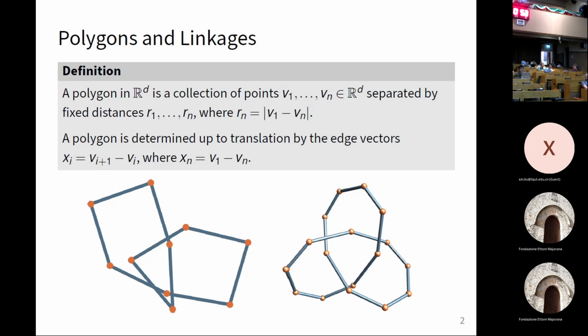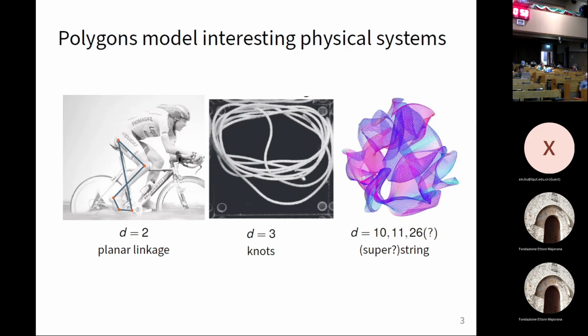So perhaps in two dimensions, they form some linkage, or in three dimensions, they form a knot. And the first thing I want to do is say, well, I don't care about where it's located in space, so just up to translation, it's determined by the steps themselves. And this is a model of various physical systems, right? For the planar linkage, these are often used in engineering or mechanism design. They're great examples in topology, where people like to compute the homology groups of linkage spaces and so forth. In three dimensions, they're knots, but you know, what about 11-dimensional polygons or 26-dimensional polygons or 7-dimensional polygons? If you really understand a theory, it should work in any dimension D. And then you should be able to study what happens as the dimension changes.